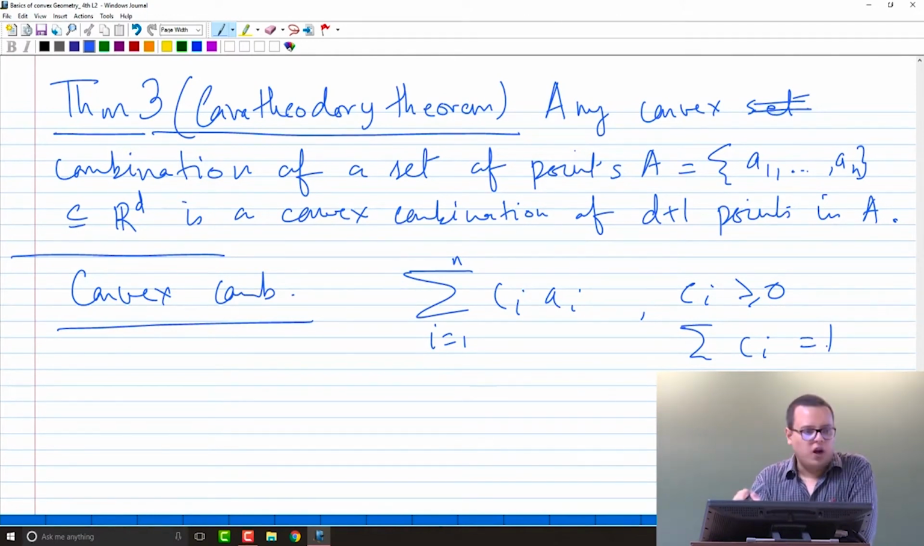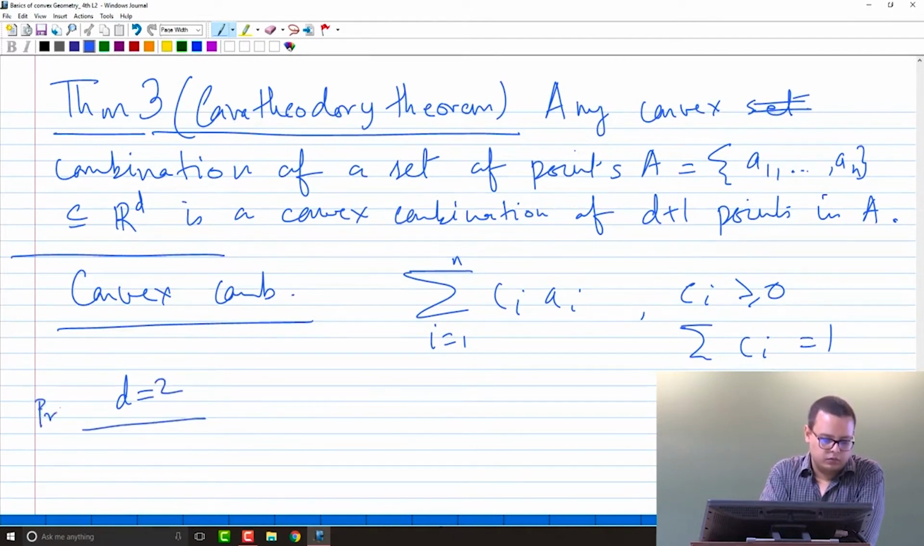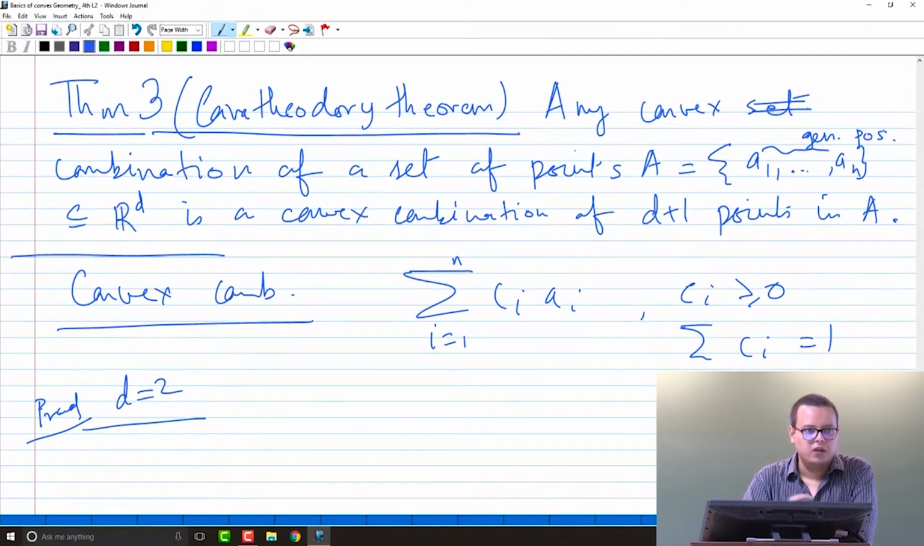So, one way to prove this is by using Delaunay triangulation directly. Let us try to prove it for d equal to 2 first. Assume these points are in general position. All the general position assumptions that Arijit Bishnu was mentioning, assume they hold for this set of points also.